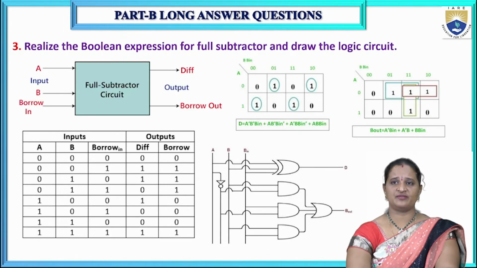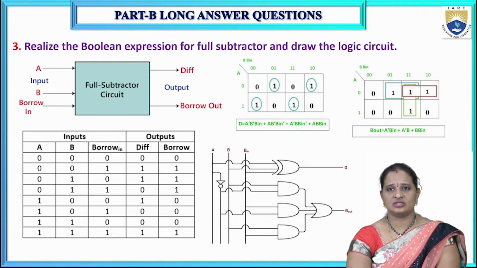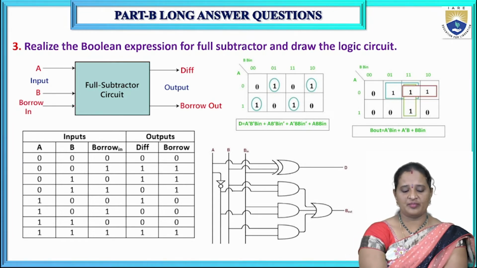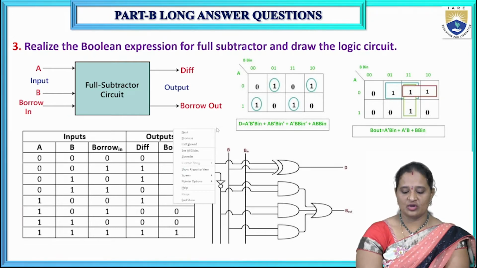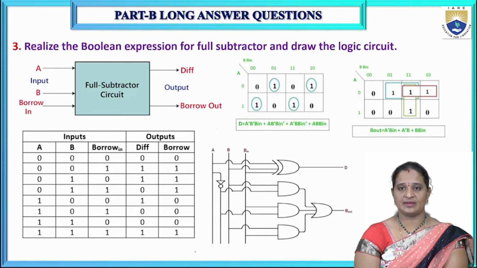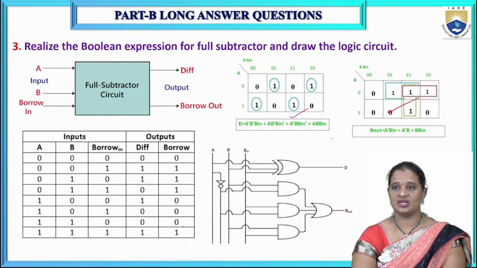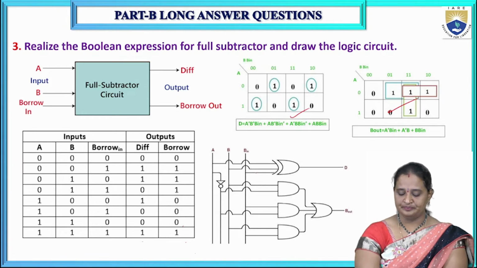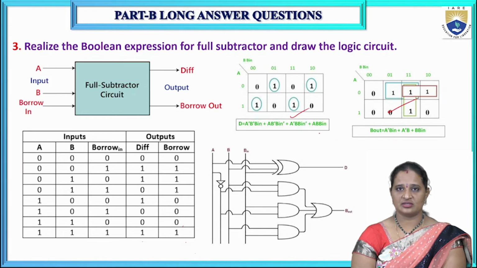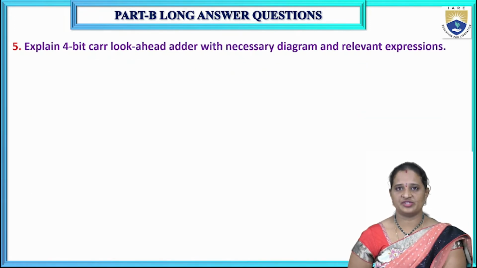Realize the Boolean expression for full subtractor and draw the logic circuit. A full subtractor can perform the subtraction of 3 bits. So A, B, borrow in, and the outputs difference and borrow out. This is the truth table for the full subtractor, which has 3 inputs, 8 possible combinations and 2 outputs. Draw this truth table and get the Boolean functions using K-maps, and then draw the logic circuit. So this is how you can answer this question.